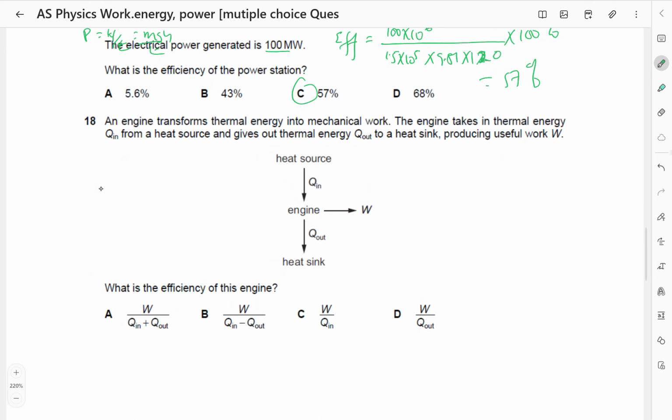An engine transforms thermal energy into mechanical work. The engine takes in thermal energy Q in, so this is the energy input from a heat source, and gives out thermal energy Q out to a heat sink, so this is what is wasted, producing useful work W. What is the efficiency? So efficiency is useful work output, which is W, over total energy input, which is Q in. So that means the answer is automatically C.